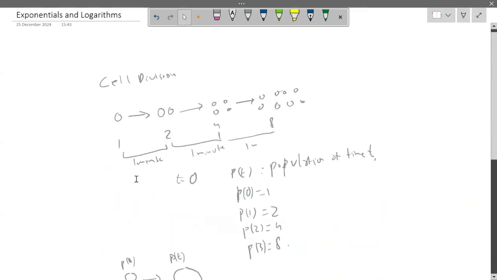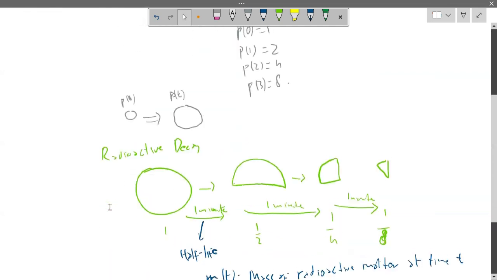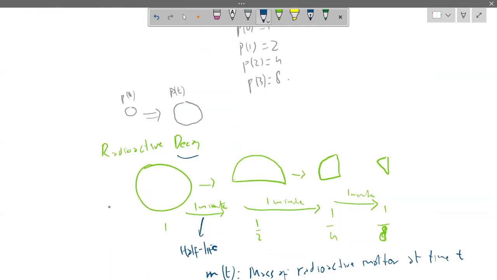So you see, in the case of cell division, we have a growth process. The amount of cells, the amount of objects present, grows over time. So this is an example of growth. And this is a decay. In the second example, we have a decay where the amount of the object in consideration decreases over time.